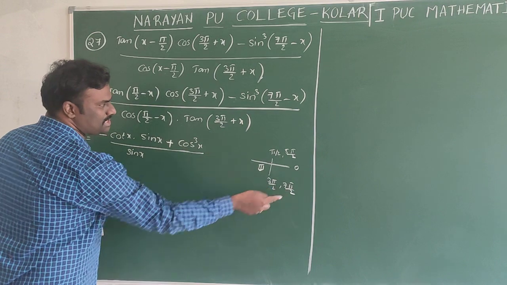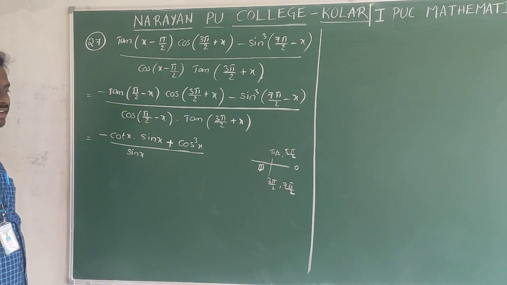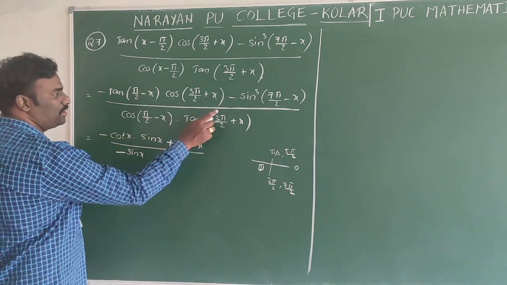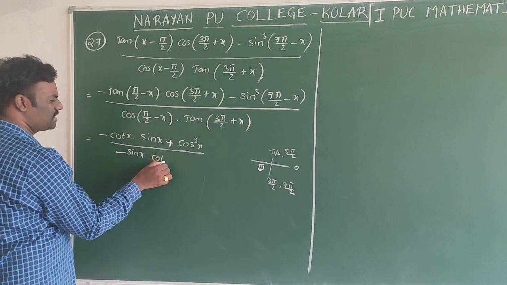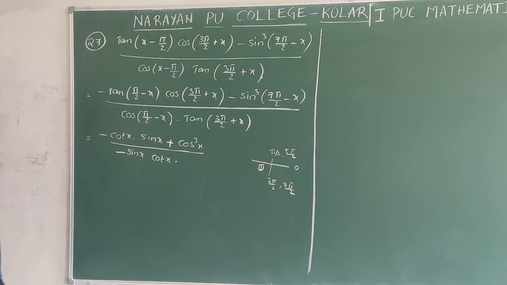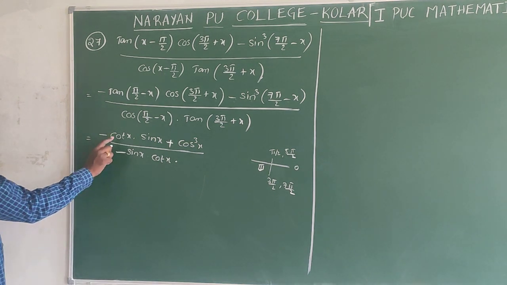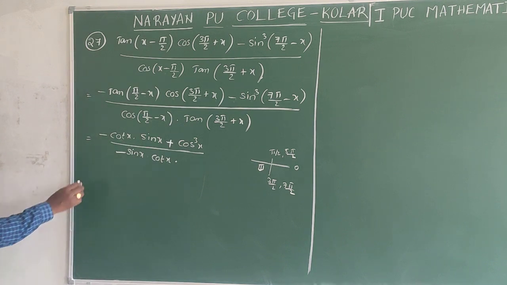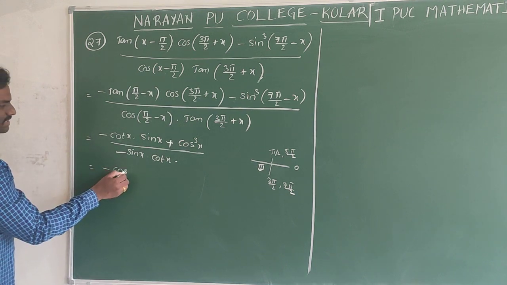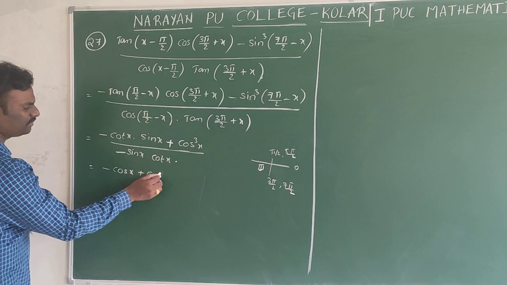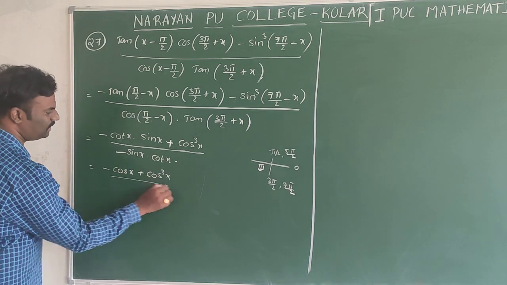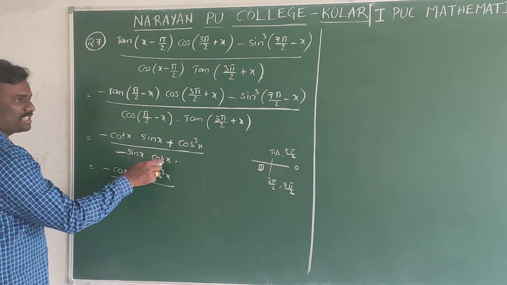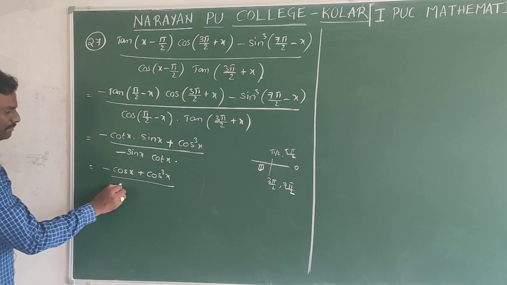3 pi by 2 plus, that is nothing but fourth quadrant, tan is negative. For 3 pi by 2 tan is changed to cot x. This is the final thing. You can simplify. See here this cot can be written as cos by sin and sin gets cancelled. Now minus cos x plus cos cube x. Denominator also cot can be written as cos by sin and sin gets cancelled, minus cos x.